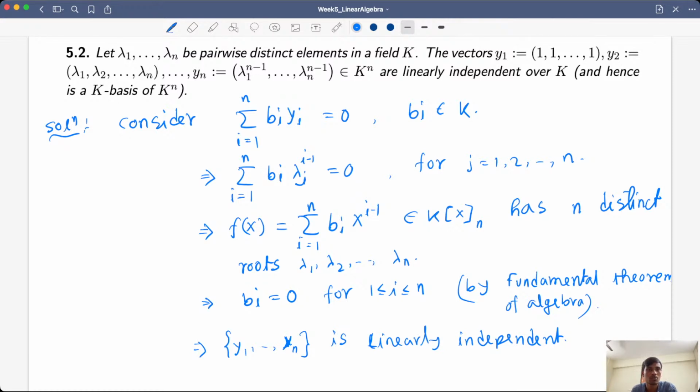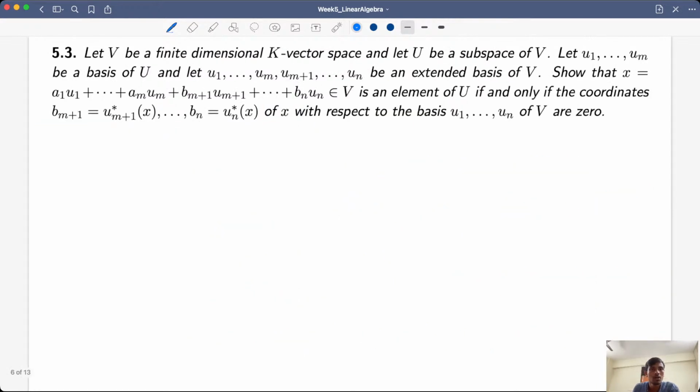Okay, so let's go to the next problem then. Here you are given V, a finite dimensional vector space, and in particular its dimension is n, and U is a subspace of that vector space V with dimension m, so m ≤ n, and u 1, u 2, up to u m is a basis of U, and u 1, u 2, up to u m, up to u n is an extended basis of V, right?